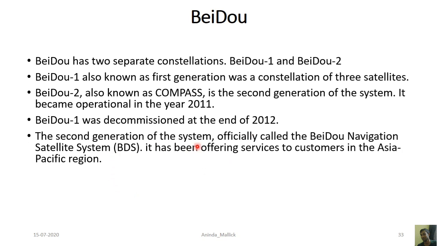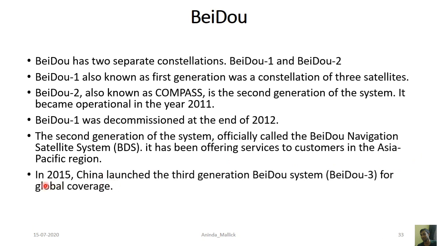And the second generation navigation system, Beidou 2, is also known as the Beidou navigation satellite system, and it offers coverage in the Asia Pacific region. In 2015, China launched the third generation Beidou system for global coverage. So now China has 35 satellites in orbit for this navigation purpose.